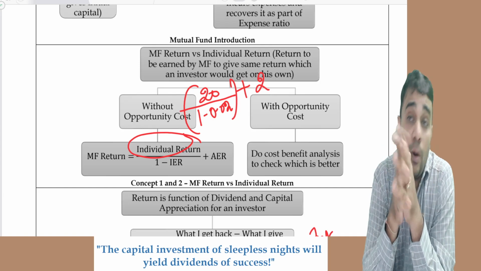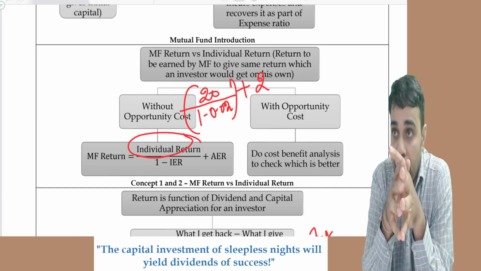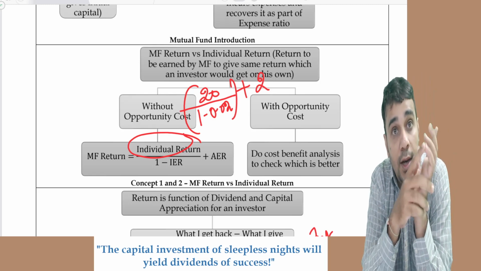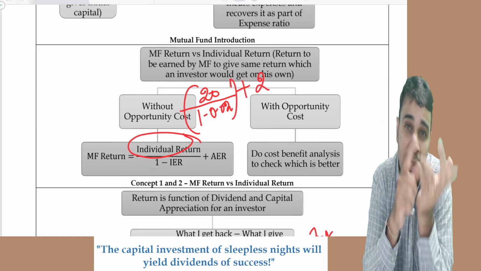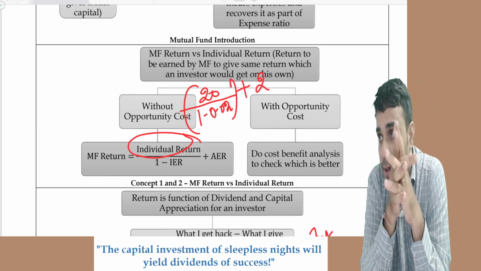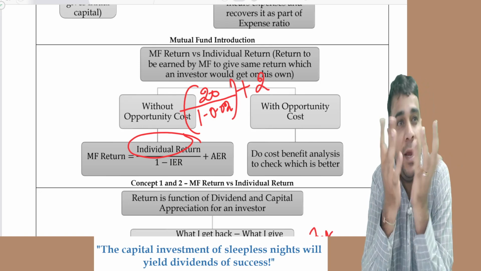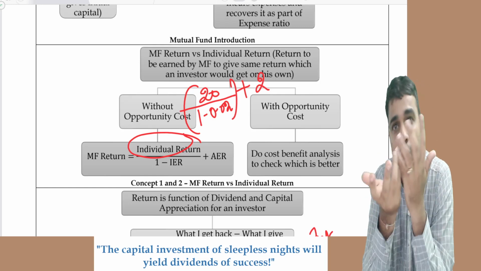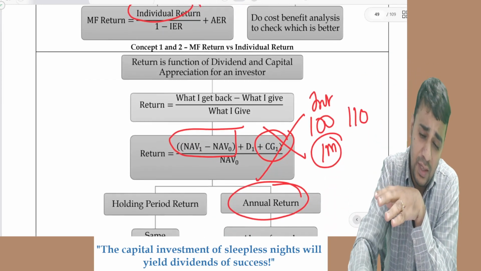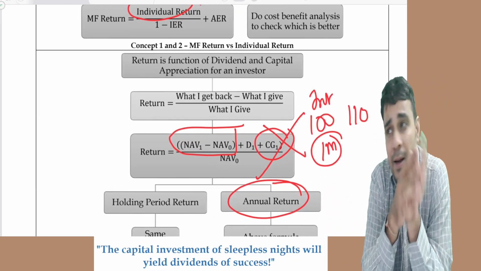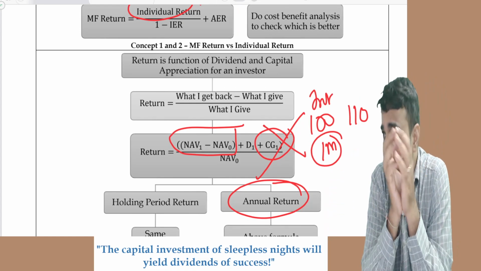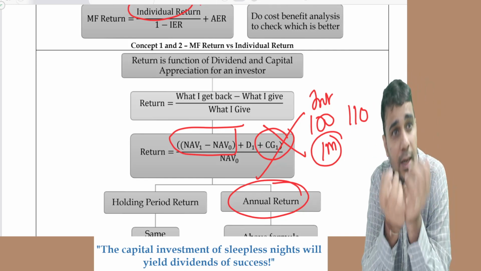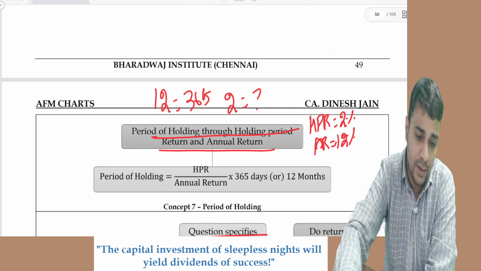Then if there is an opportunity cost, I'll have to do a cost benefit analysis. What is a cost benefit analysis? Cost is fall in income, investment income. What is the benefit? Increase in professional income. If benefit is more, do your MF investing. If benefit is less, don't do MF investing. Return is a function of what you get back minus what you give, divided by what you give, into 100. If you do into 12 by M, it will become annualized return. Without 12 by M, it will become holding period return.